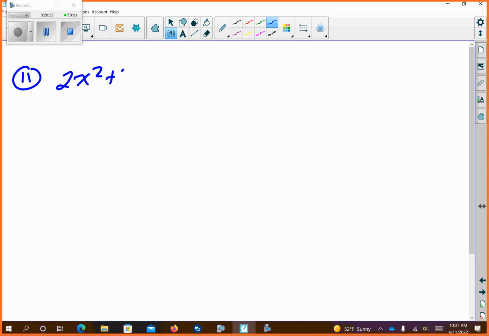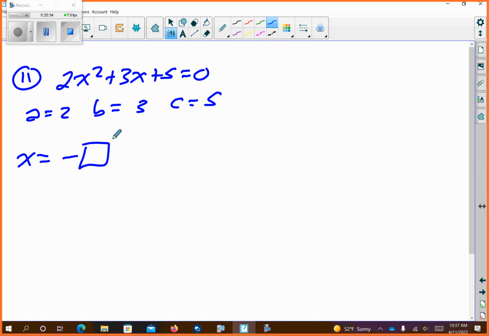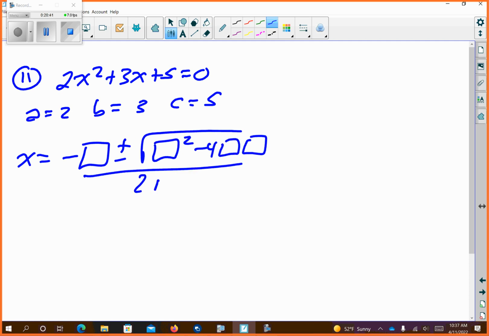2x squared plus 3x plus 5 equals 0. Quadratic formula. Let's see, my a value is 2, my b value is 3, my c value is 5. x equals negative blank plus or minus square root of blank squared minus 4 blank blank, all over 2 blank. So let's fill in our blanks. 3, 3, 2, 5, 2. Negative 3 plus or minus. Don't forget the negative. 9.